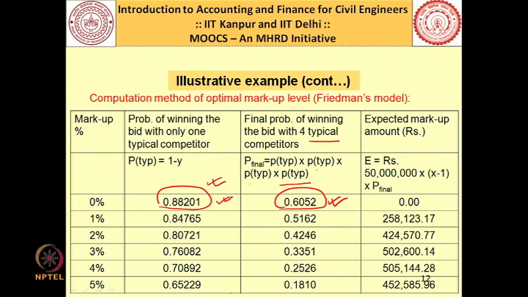Now, this probability I am multiplying with the markup amount. Remember, we are quoting at 0% markup. So, that means my markup amount is 0. So, when I multiply 0 with this 0.6052, I am getting 0 only.